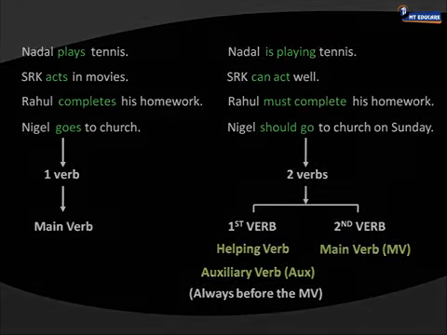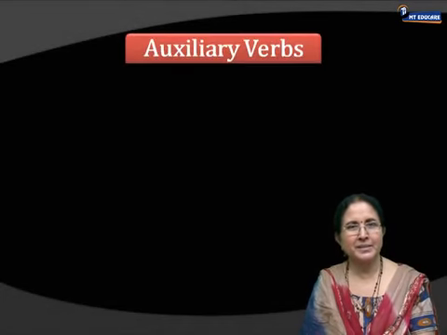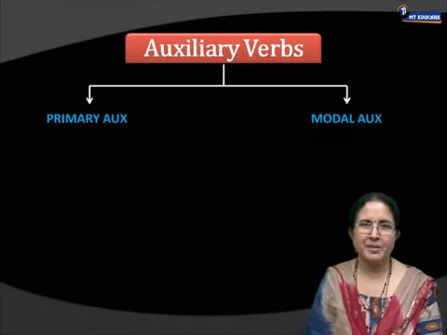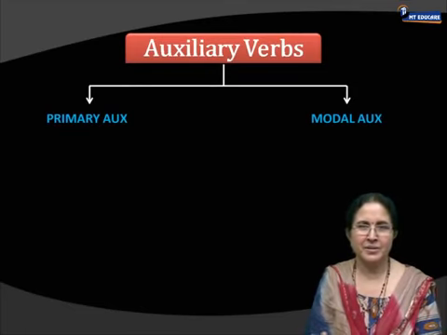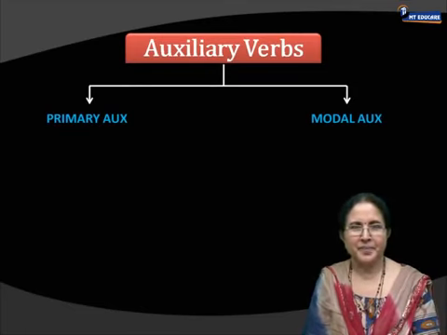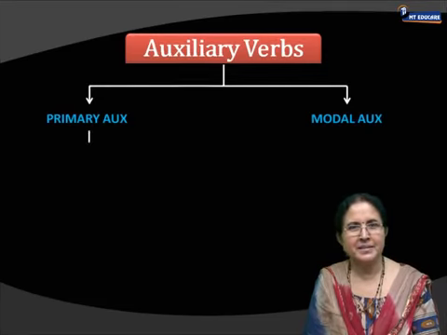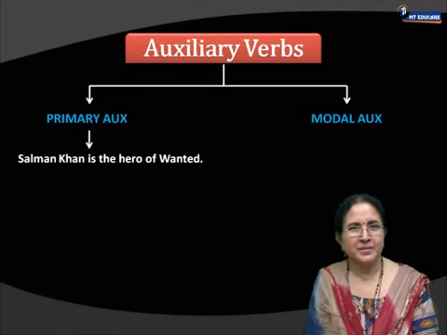Right. Now we go to the next one. Auxiliary verbs. Auxiliaries can be divided into two types: primary auxiliary and modal auxiliary. Primary auxiliary is, in this case, see, Salman Khan is the hero of Wanted. There's only one verb here and the verb is.